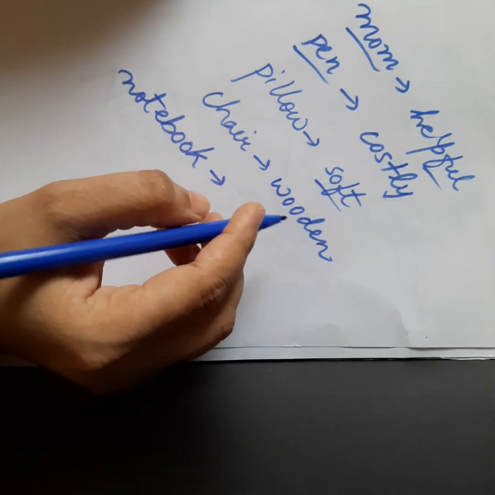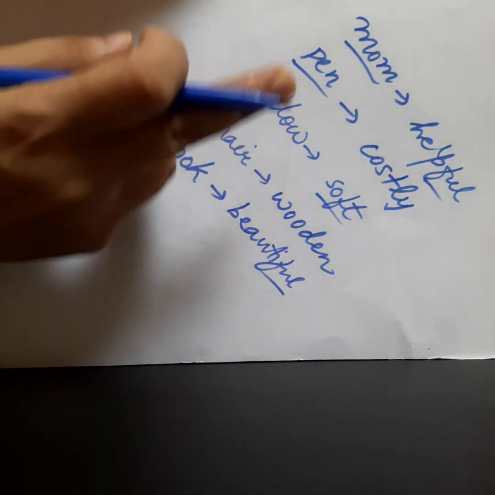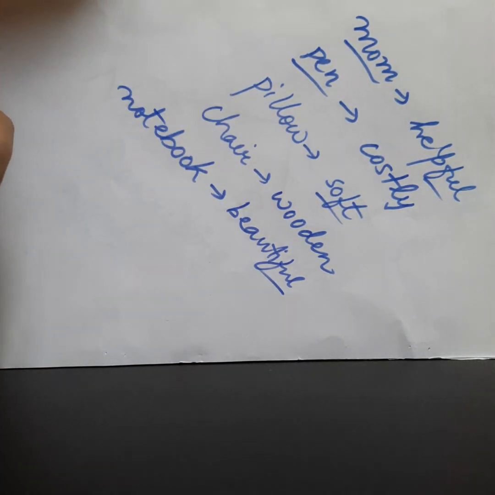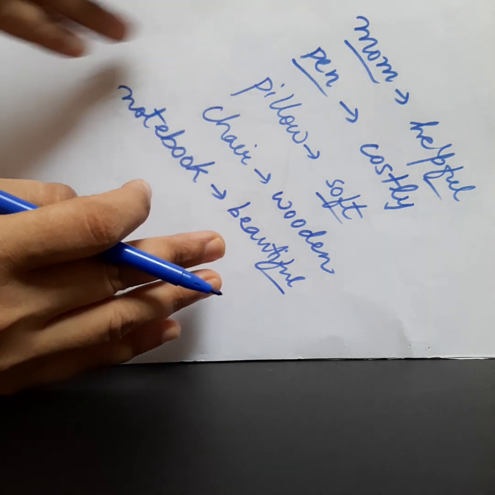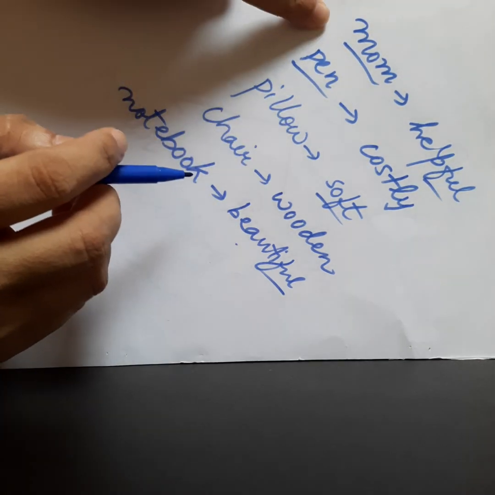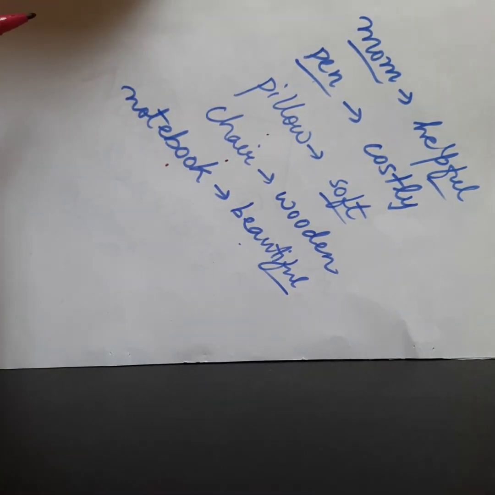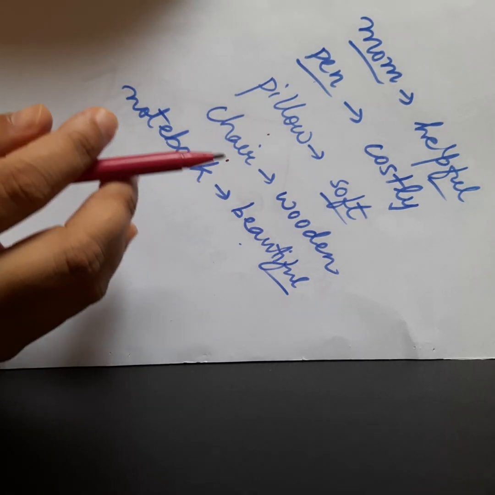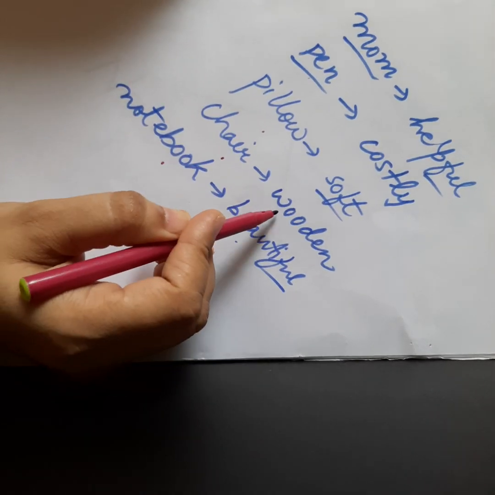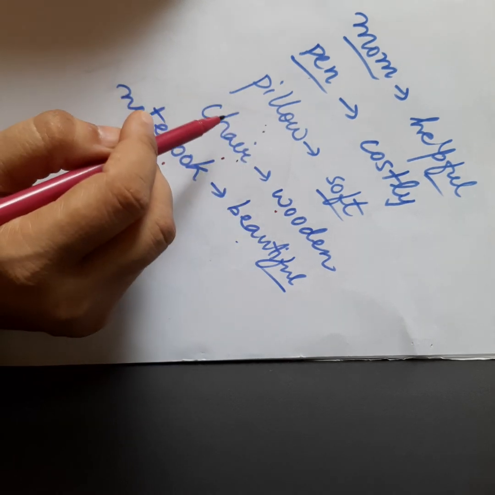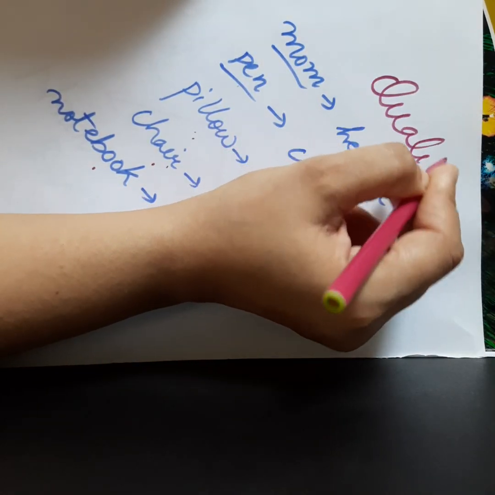We can say a beautiful notebook. Right? Now we can say a beautiful mom also. We can say beautiful pen also. We can say a beautiful pillow also. So sometimes some adjectives or some describing words, they can be used for many kinds of nouns, right? Like beautiful mom, beautiful pen, beautiful pillow, beautiful chair, beautiful notebook. But sometimes some adjectives are used for only one particular kind of noun. For example, wooden chair. We cannot say wooden pillow. Alright? So today we are learning about adjectives of quality.